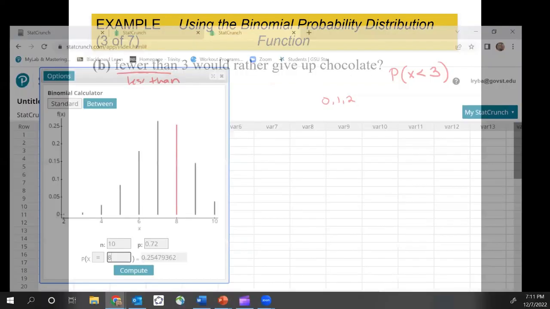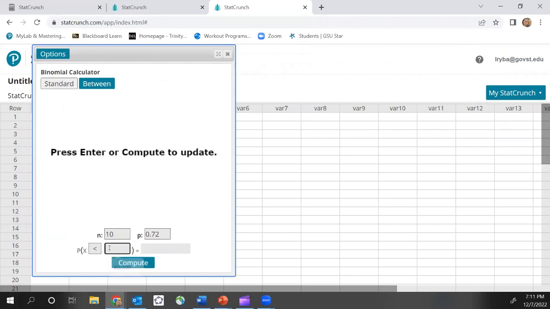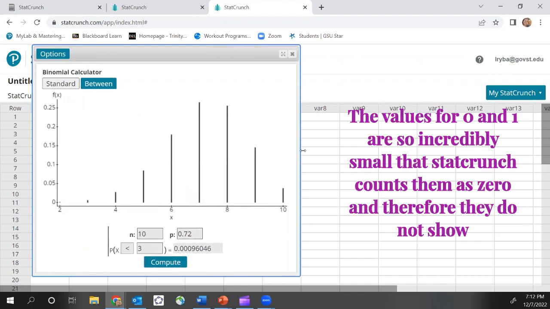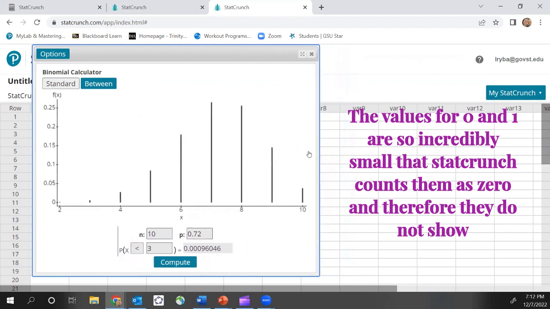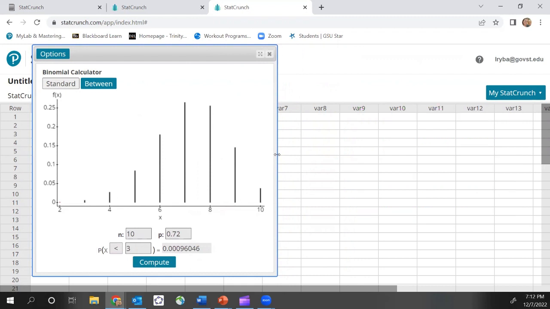So when I go back here, same graph that I was on, but I want to do less than 3. You'll see here, when I hit enter, it's going to highlight 0, 1, and 2. And of course, I don't have 0 on my graph here. It only shows 2 to 10. I was hoping there was a way to see the values smaller than that, but it's not showing it to me. Probability of getting less than 3 is super small, 0.00096. 1, 2, 3 zeros.